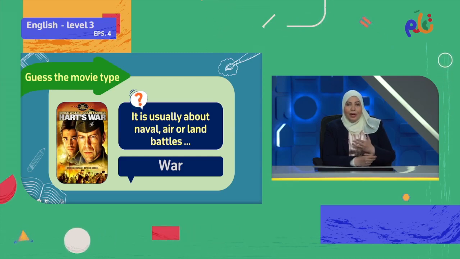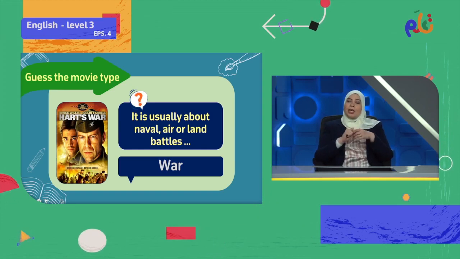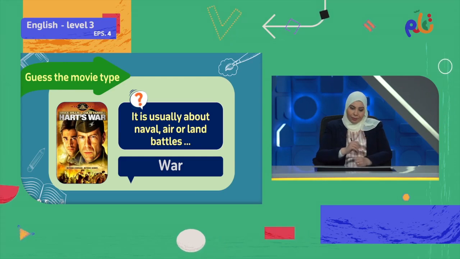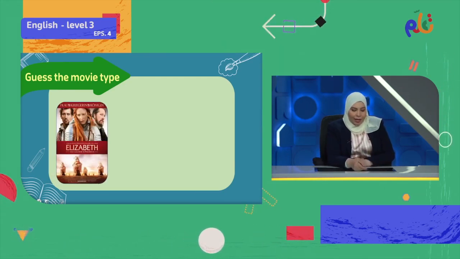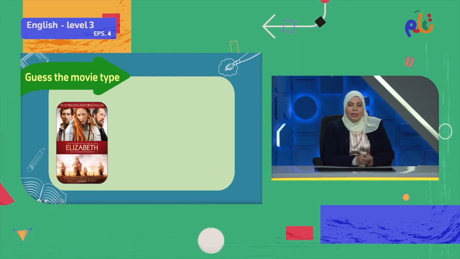And as we said before, it can have more than one type. So it might be war and action, it might be war and thriller. So it might have more than one type. Okay, so Elizabeth, look at the poster, think what's the type of movie? Okay, what type of movie is this?